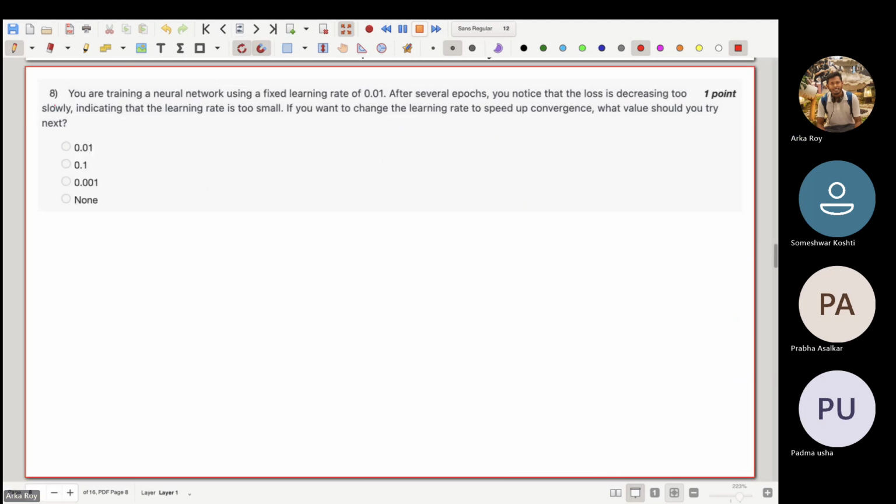Yeah. So the next question states that you are training a neural network using a fixed learning rate of 0.01. And after several epochs, you notice that loss is decreasing too slowly, indicating that learning rate is too small. So this is a very challenging problem in many of the neural network architectures.